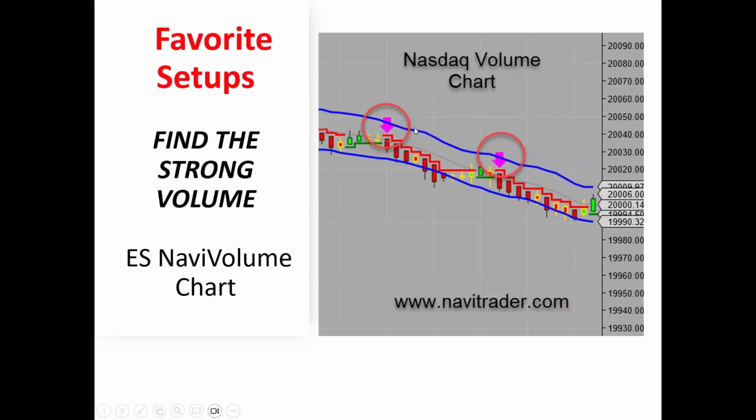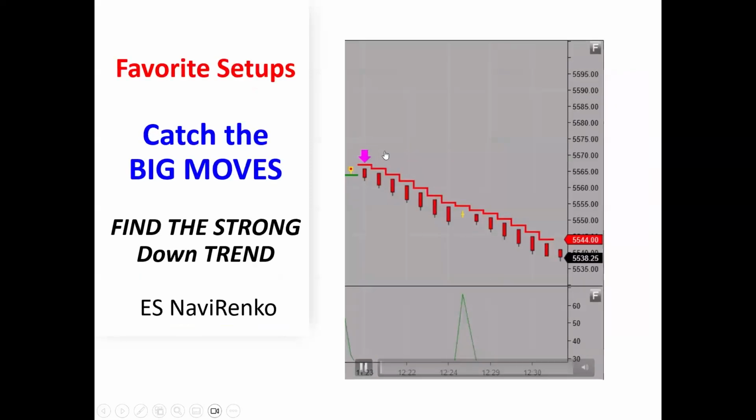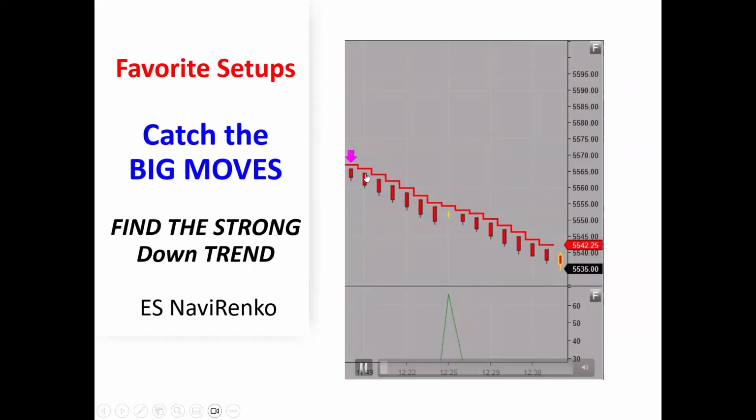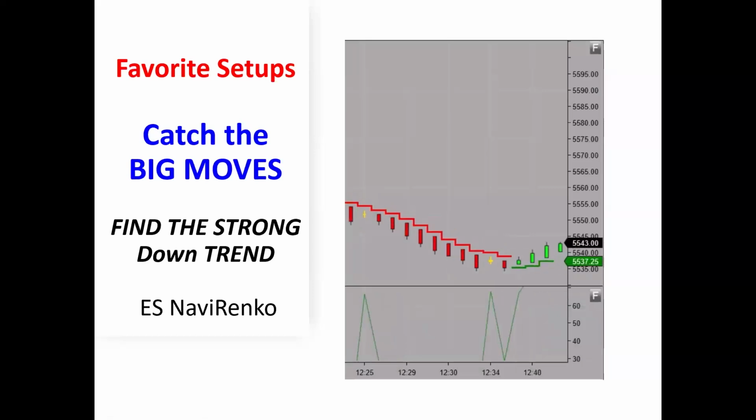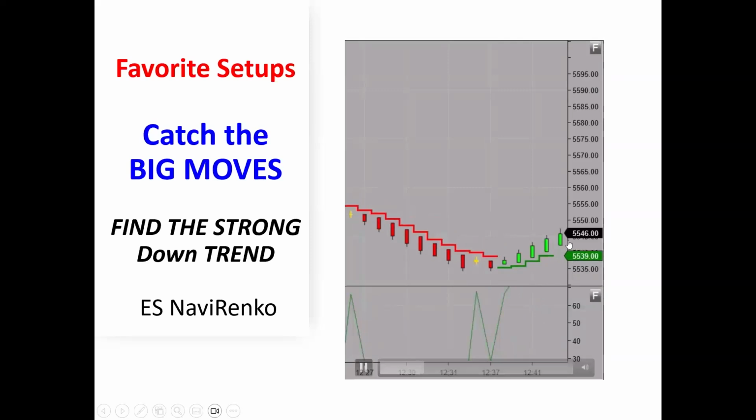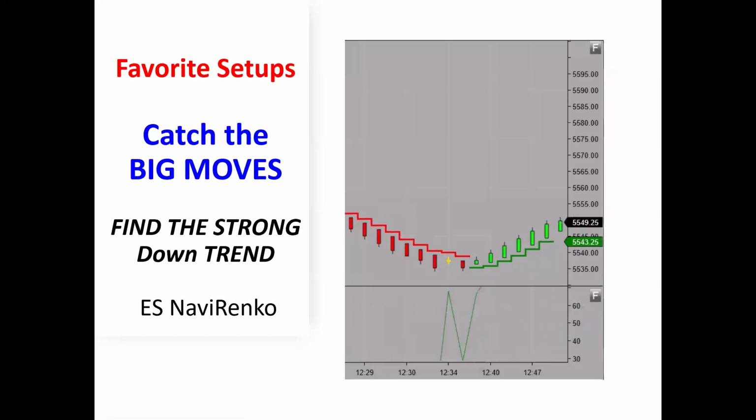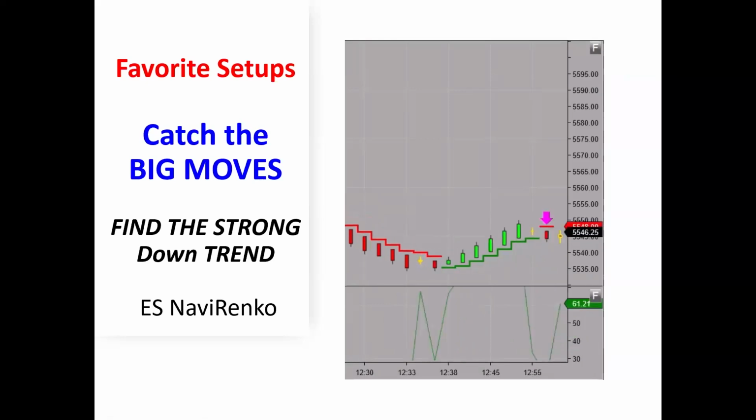All right, so again, here's a NASDAQ volume chart with two sell signals. It's one of my favorite setups. Here's another setup using a NaviRenko chart. Again, this is the E-mini. All right, so you can see again, this is the actual chart moving. You can see the bars turn back to green on an up move, red on a down move. And so here we're still moving up on this NaviRenko chart. And then we reverse back down at a sell signal.